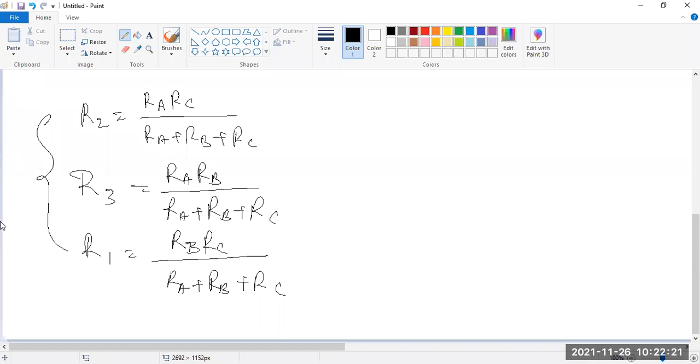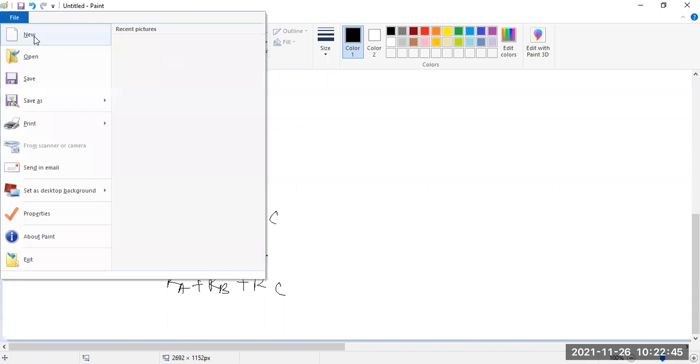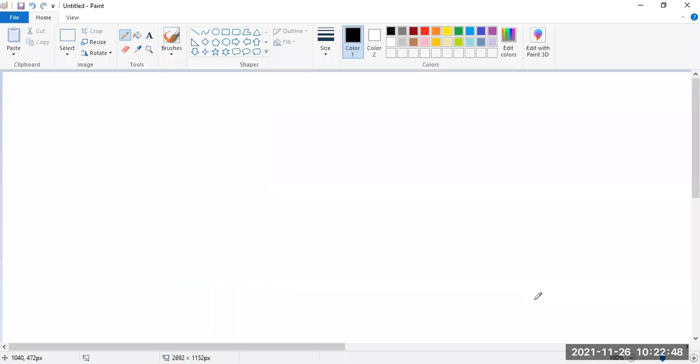Not another problem, but we have to convert it. This was delta to star. Now we have to convert star to delta. So please note it down, then we will go for the delta to star. Now star to delta conversion.